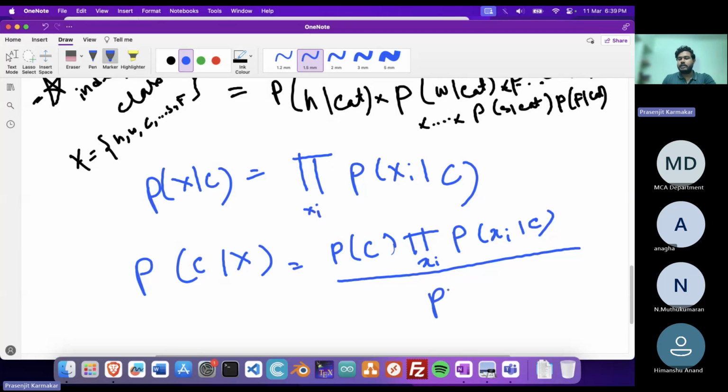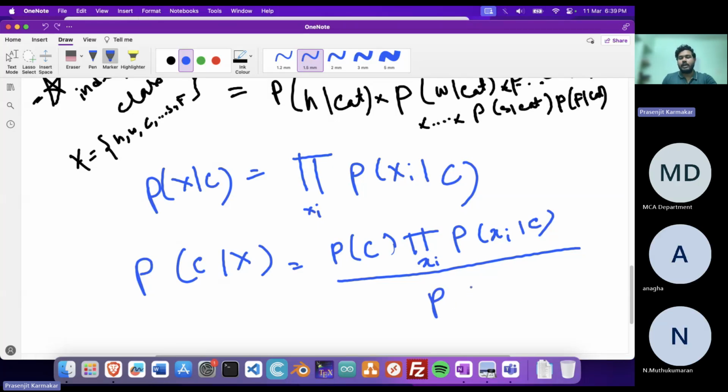Given probability of x, and probability of x, what is it? It can be written as the summation of probability of Cj, and then basically the multiplication of, let's go with j for the outer loop. For all possible labels, go with this multiplication over i of p of xi given cj. Just tell me whether you understand this part or not.